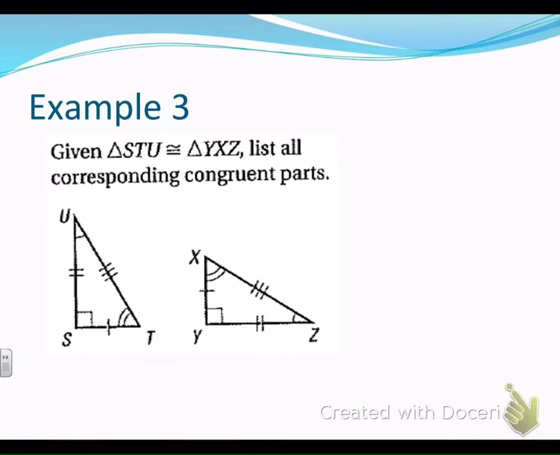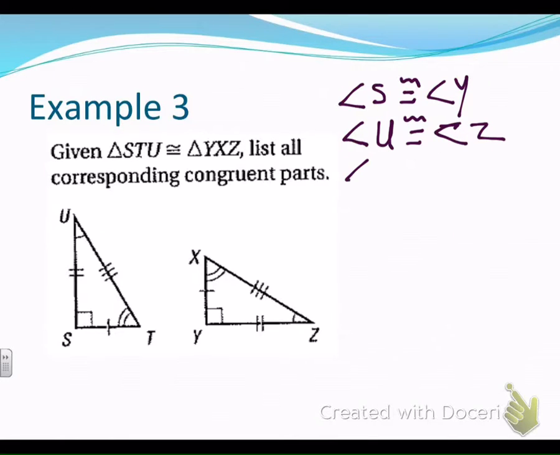Next one. Given triangle STU is congruent to triangle YXZ, list all corresponding congruent parts. This one's different because the triangles are flipped, so we need to make sure we match up correctly. Let's start with angles. Angle S is congruent to angle Y. Angle U matches with angle Z. Angle T is congruent to angle X.